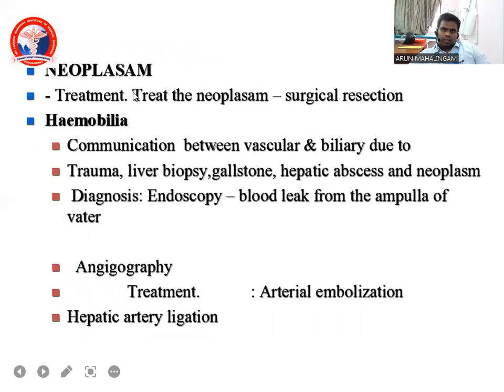Neoplasms: mostly the patient is treated by surgical resection. Hemobilia: there may be a communicating tract between the vascular and biliary systems due to trauma, liver biopsy, gallstone, hepatic abscess, or neoplasms. It can be diagnosed by endoscopy, which shows blood leaking from the ampulla of Vater, or by angiography, and treatment is by arterial embolization or hepatic artery ligation.